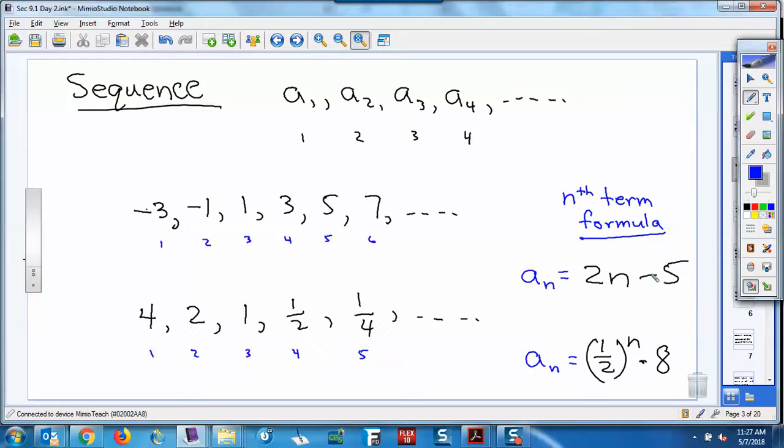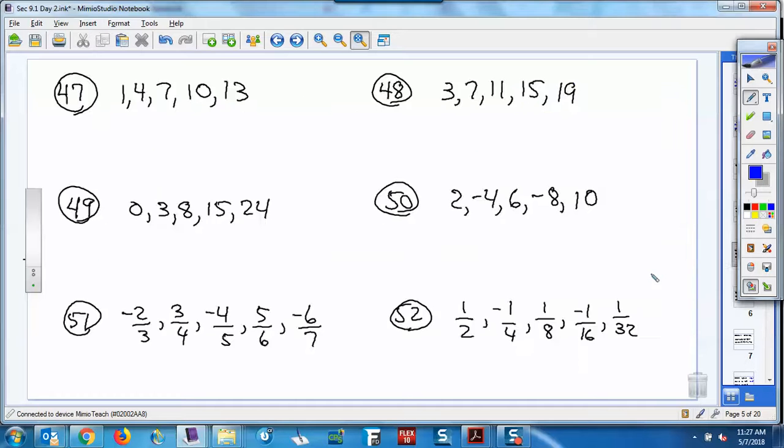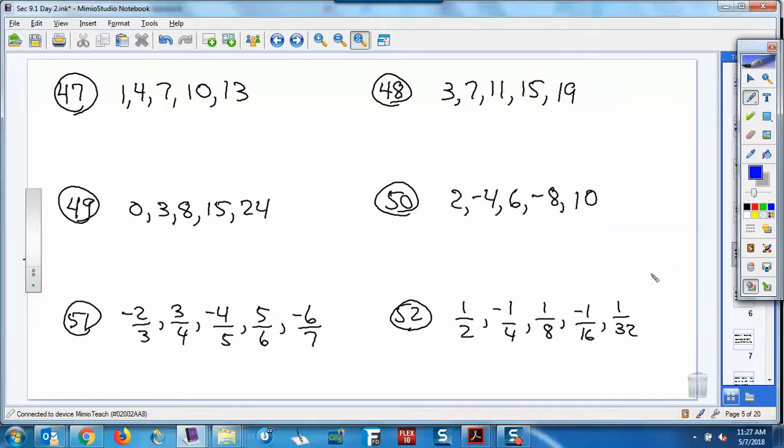Recursive formulas. Okay? Not all this stuff with the power. So you've got to understand the difference between an nth term formula, which finds any term we want, and a recursive formula, which finds a term from the previous term. They both have their place. But we will do much more work with these nth term formulas than we will the recursive formulas. Okay, let's go through the homework here now.